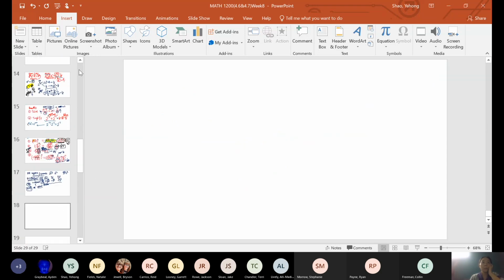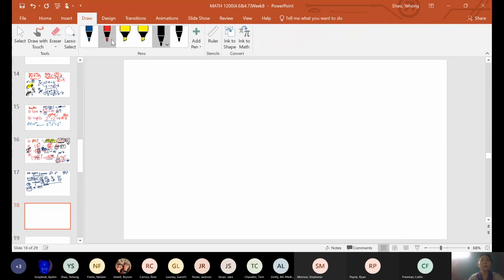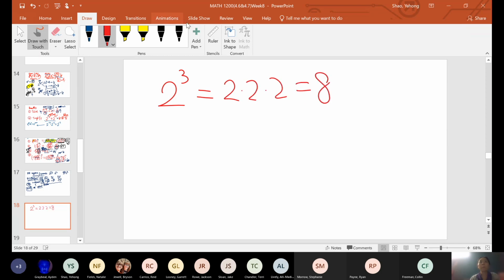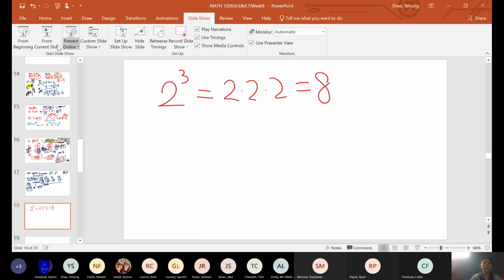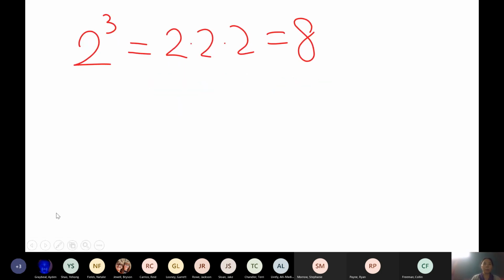So we did exponents. For example, 2 to the third means 2 times 2 times 2, which is equal to 8. So what if we want to do the other type of question? I want to ask you to find what number to the third is equal to 8.